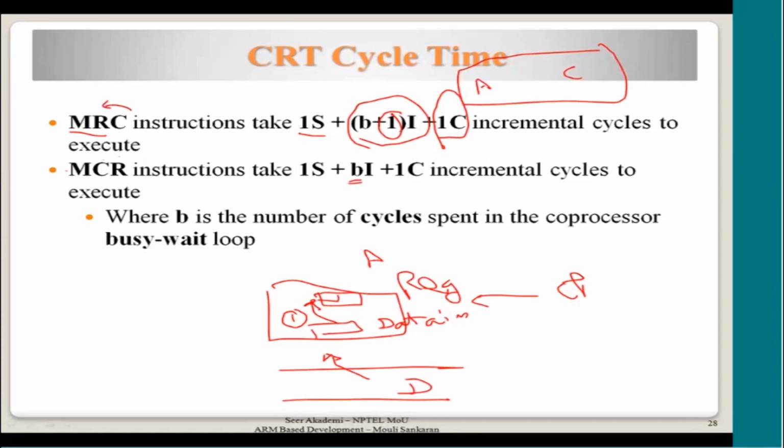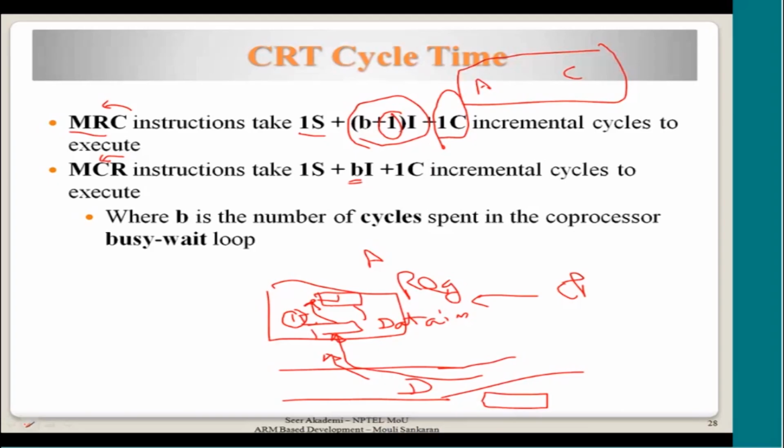Okay, that's why this +1 is there only for coprocessor to register, whereas that is not there for register to coprocessor. Okay, because the register value is put into the data out register and then immediately taken out. But when we are reading in something, it is similar to reading from memory. Though it is reading from a coprocessor, it is similar to reading from a memory because it is coming through the data bus. So it will take one more internal cycle to transfer it to the destination register. That's why +1 is there.